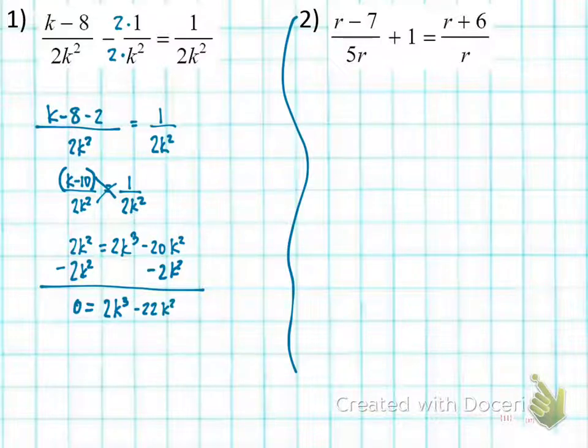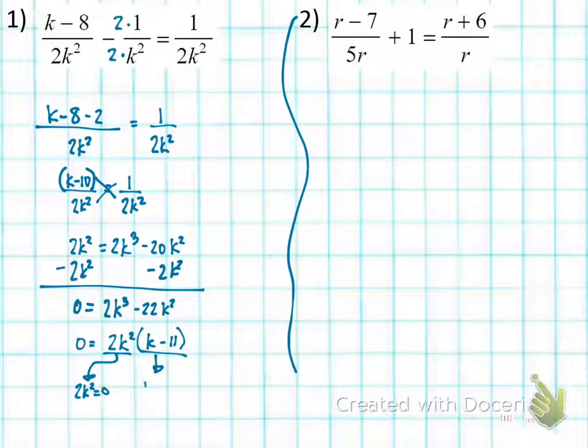Alright. At this point, we have everything equal to 0. When we're solving, you always have to set things equal to 0. When I factor this right hand side, I can factor out 2k squared. So 0 will be equal to 2k squared times the quantity of k minus 11. Okay. Then we want to use the zero product property. We know 2k squared is going to be equal to 0, and we know that k minus 11 is equal to 0. Over here, if I were to solve, k would be equal to 0, and we have k is equal to 11 here.